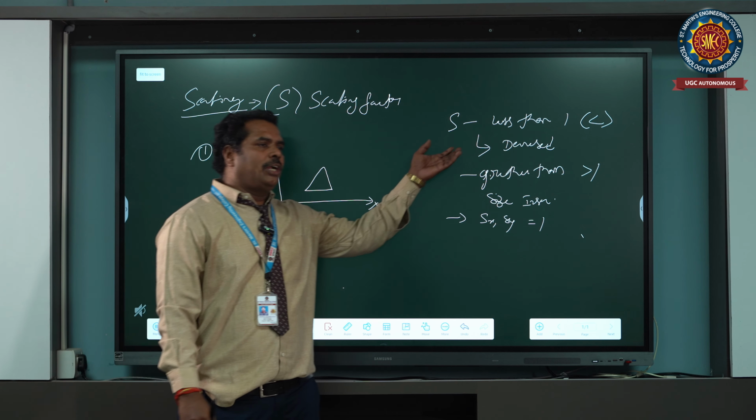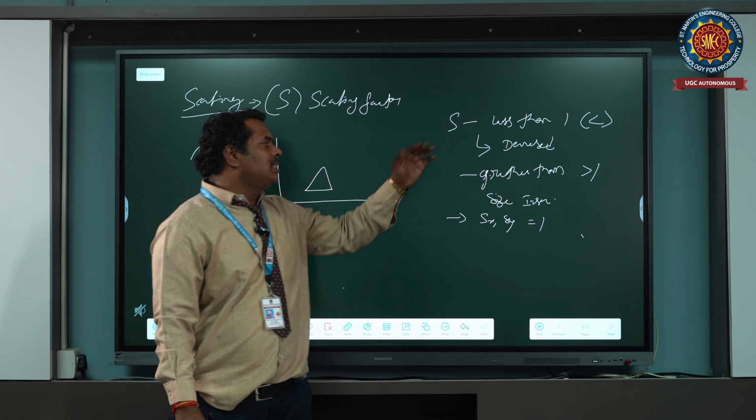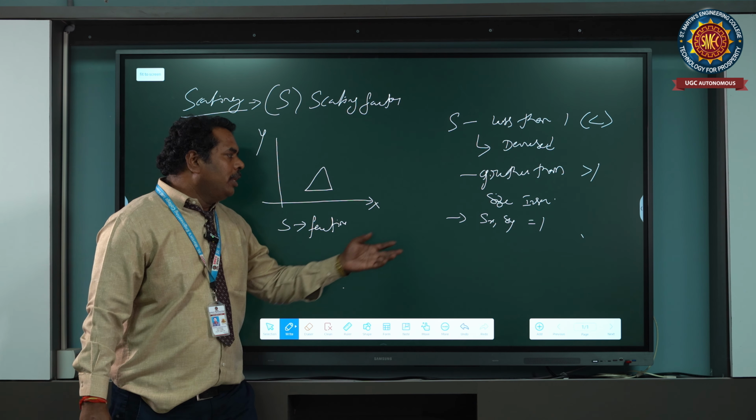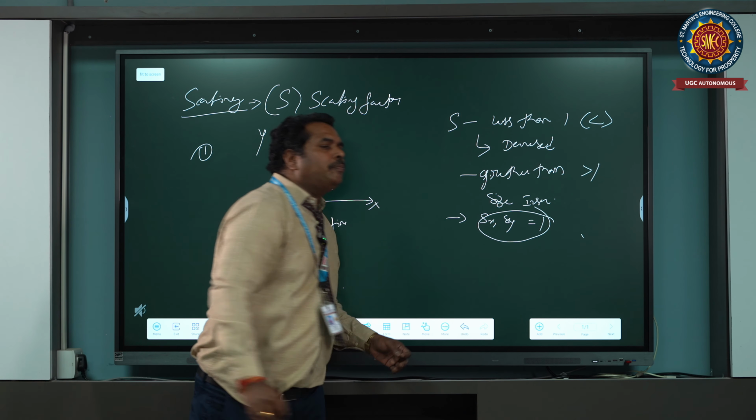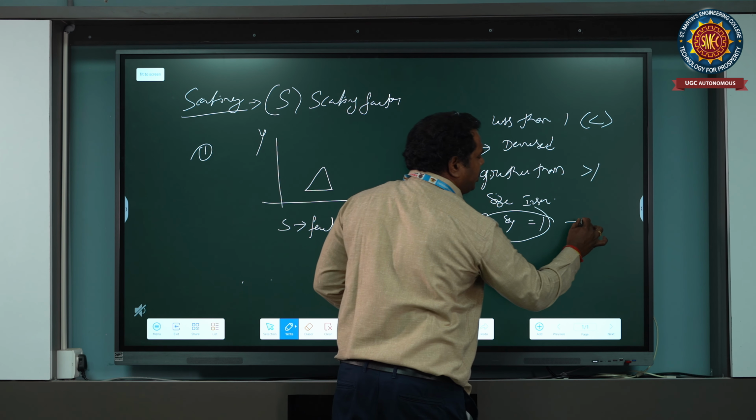Already, sir, you have told me that if the scaling factor is less than 1, you are decreasing the size, and if the scaling factor is greater than 1, you are increasing the size of an object. What about this situation? In this situation, the object has no change.